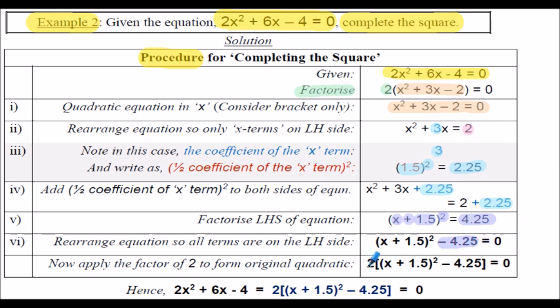I must remember to bring back the 2 from the original factorized equation to form the final solution, shown here. So, commencing with 2x squared plus 6x minus 4, using completing the square, we've ended up with 2 outside our square brackets, (x plus 1.5) all squared, minus 4.25 in our square bracket.